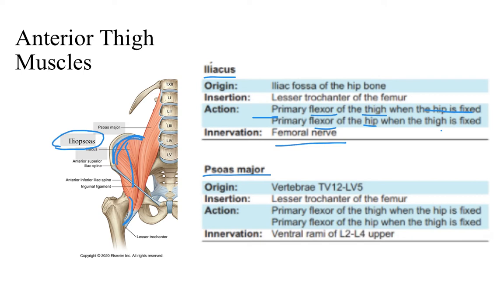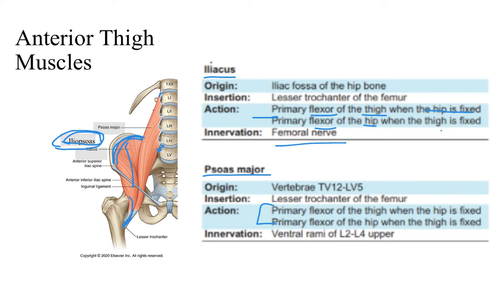And then the psoas major, notice it goes from thoracic vertebra 12 all the way down to lumbar vertebra 5 as its origin, and then the insertion point is the lesser trochanter of the femur. So it's going to have the same actions that the iliacus does, which is why they're considered as one muscle sometimes, the iliopsoas. So in your physical exam lab, there will be a maneuver that you do called the iliopsoas maneuver. And these are the ones you're activating when you do that.